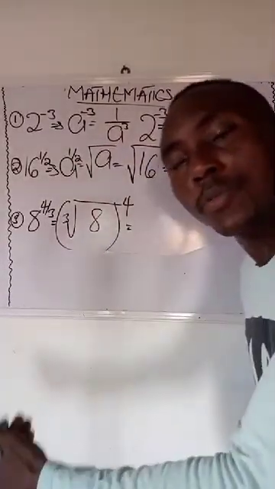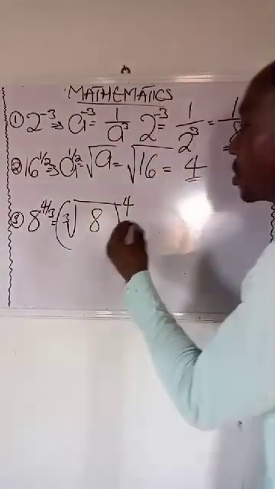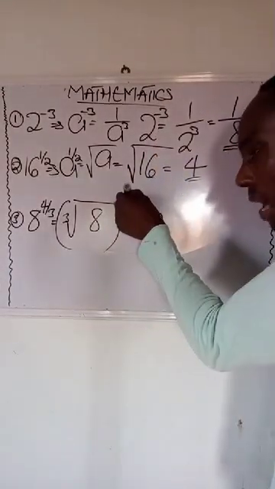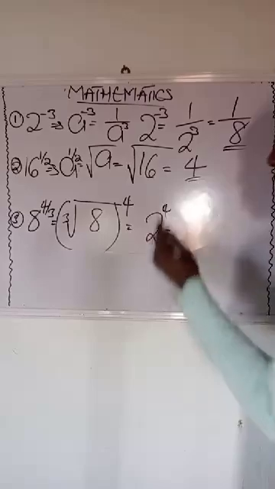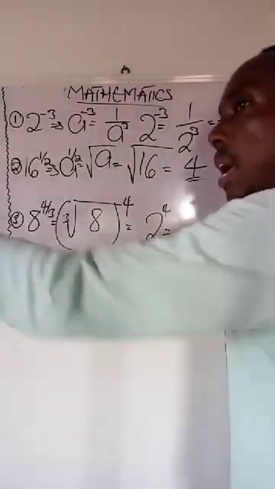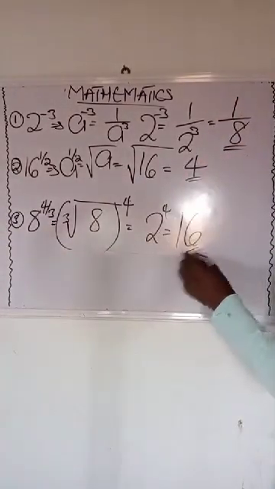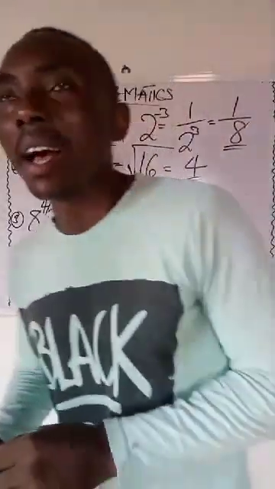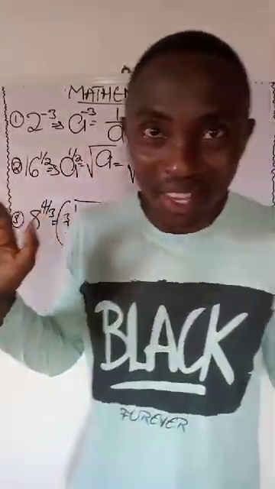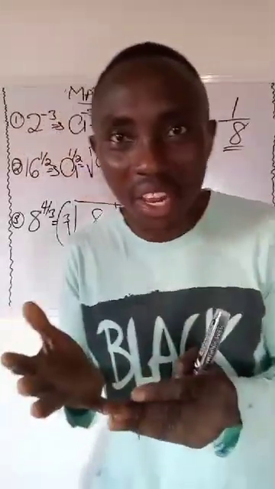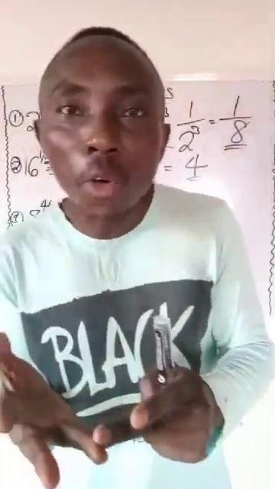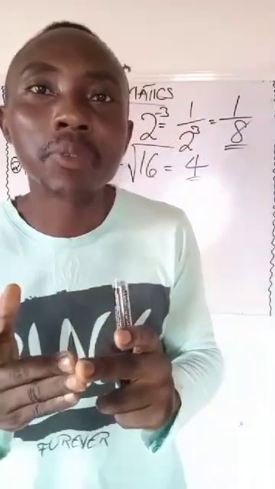2, because 2 times 2 is 4, and 4 times 2 is 8. So this will now be equal to 2 raised to power 4. And 2 raised to power 4 is 2 times 2 times 2 times 2, which is equal to 16. That's my final answer. We've played with 3 laws today: negative index, root power law, and fractional index.